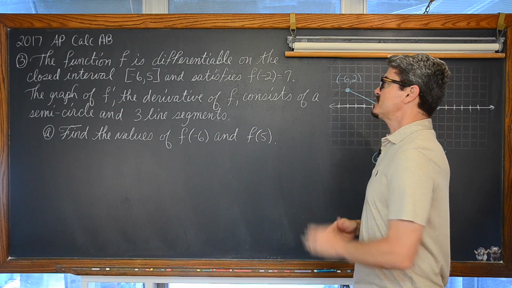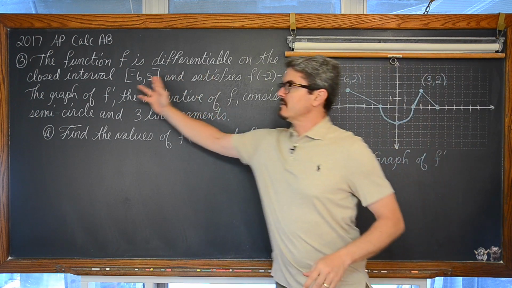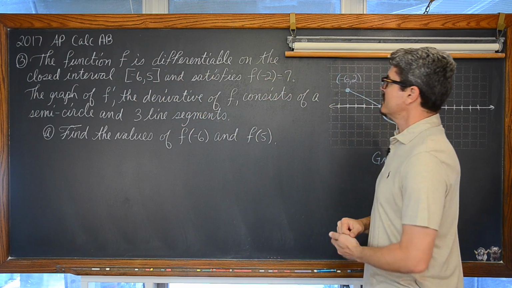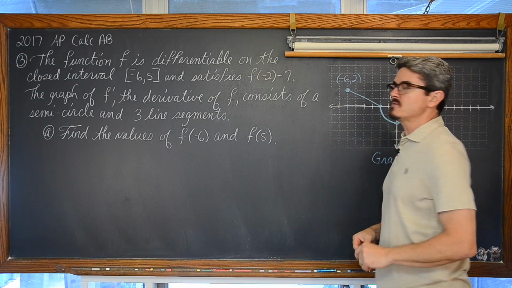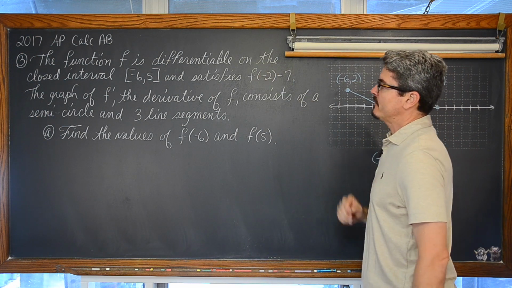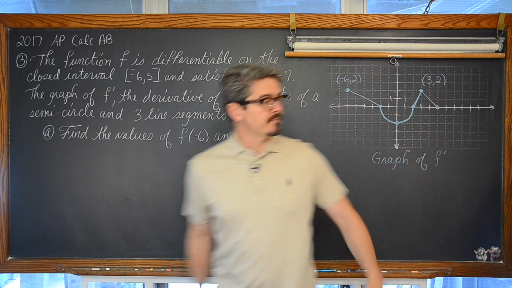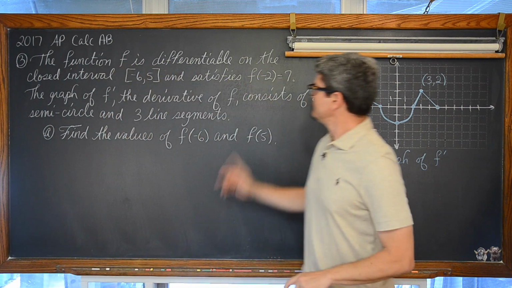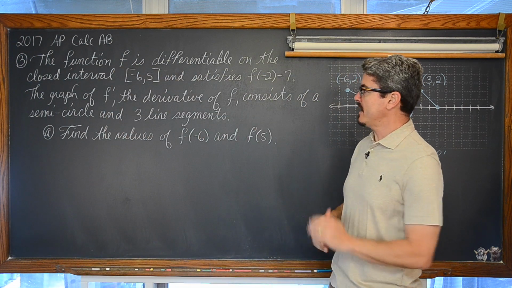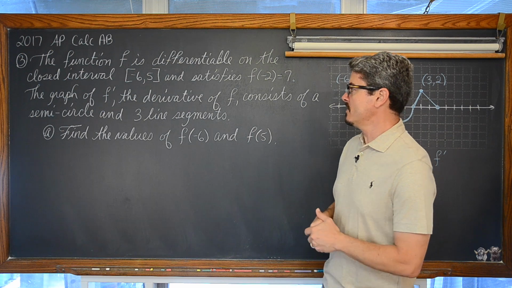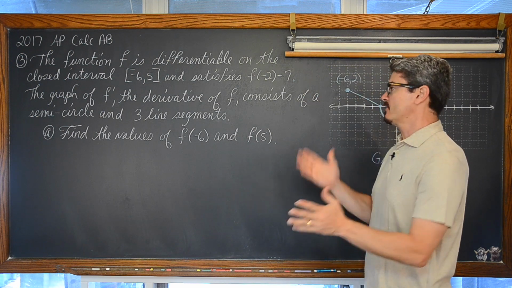The function f is differentiable on the closed interval from -6 to 5 and satisfies the initial condition of f of -2 is equal to 7. The graph of f prime, the derivative of f, is on the right, and it consists of a semicircle and 3 line segments.